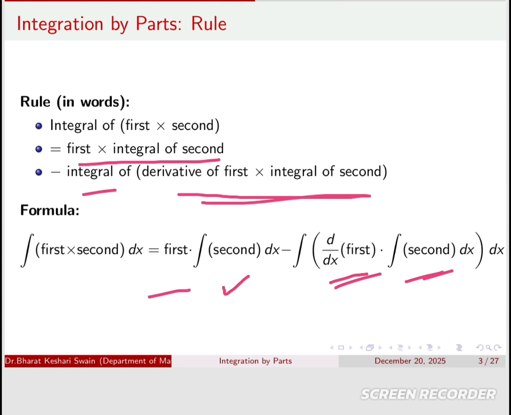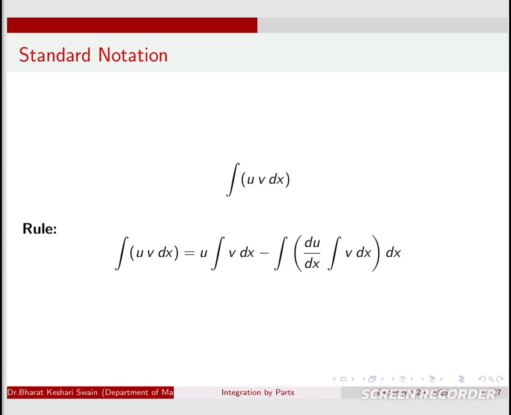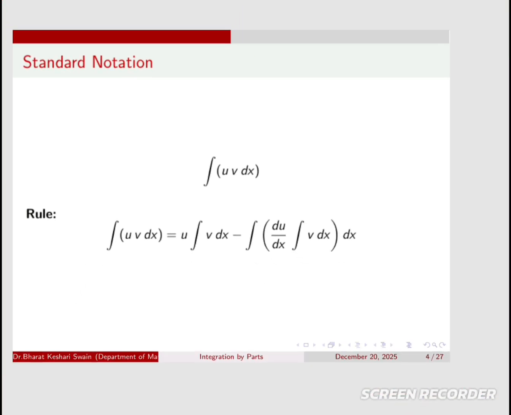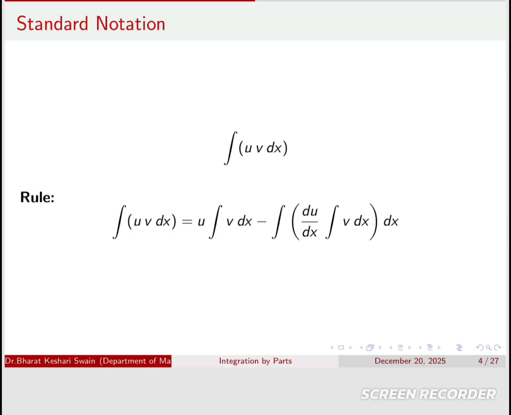For this, we can apply the standard notation. If there are two functions u and v, then integration of u v dx: suppose u is the first function and v is the second function, then it is u into integration of v minus the whole integration of derivative of u, integration of v. So this is the formula for by parts.